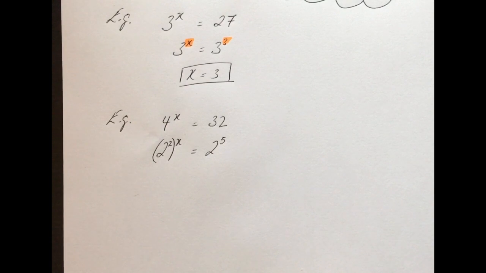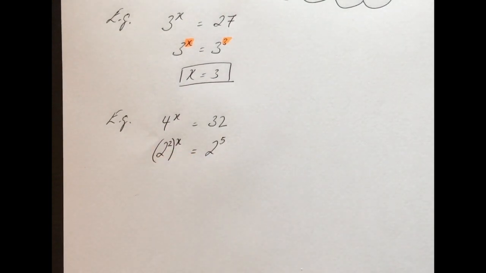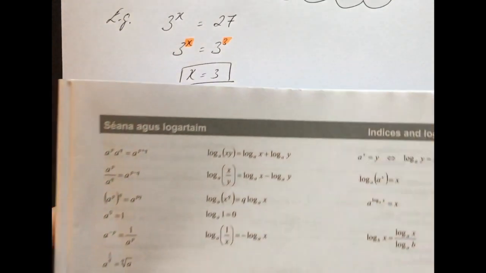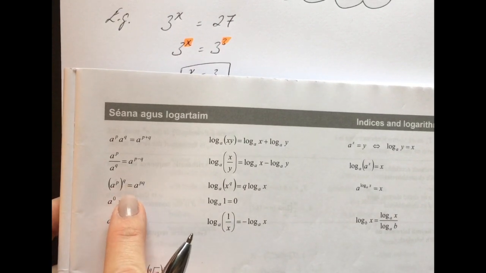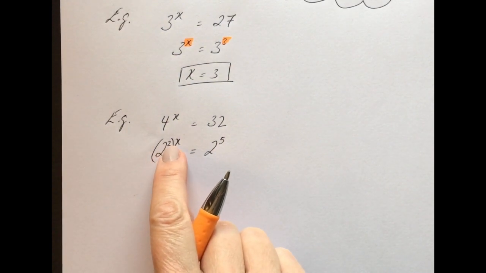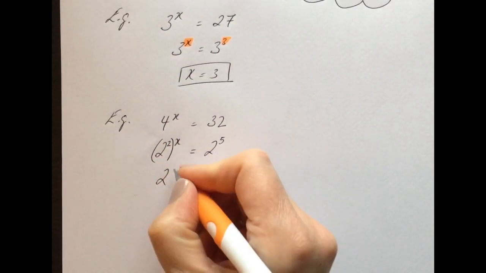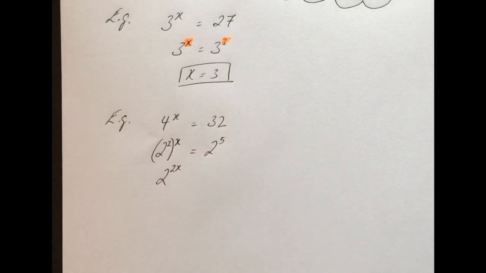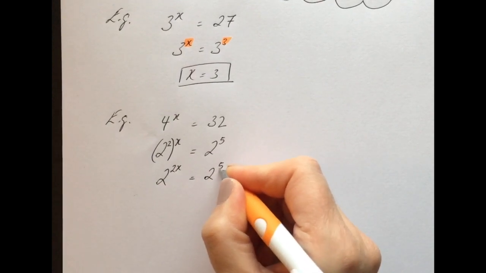Now, here's where your laws of indices come in. When you have a power to a power, what can you do with the powers to tidy it up or simplify? Well, if you look here at our third law, when you have a power to a power, you can multiply the powers. So when you have 2 squared all to the power of x, it's the same as 2 to the 2 times x, which is 2x. And of course, that's equal to 2 to the power of 5.